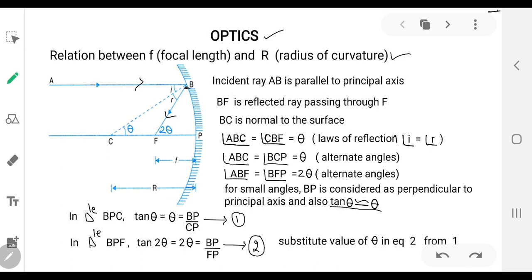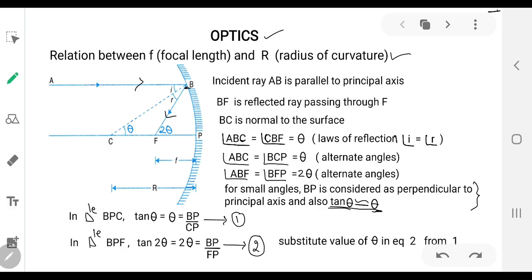as well as another approximation that we are making: for small angles, tan theta is nearly equal to theta. With this approximation, we can write the trigonometric function tan for both the angles theta and 2 theta.